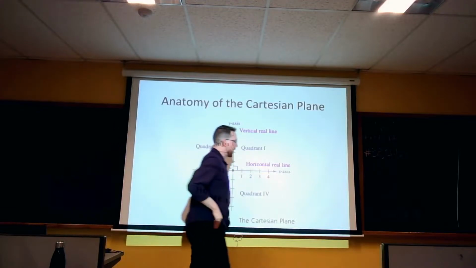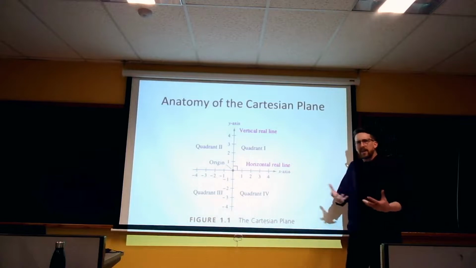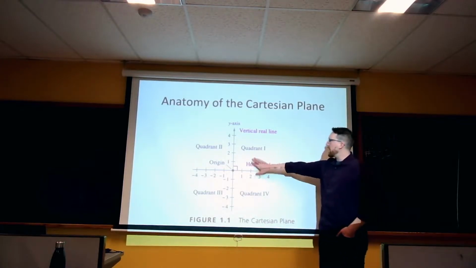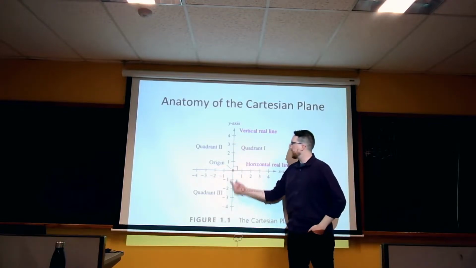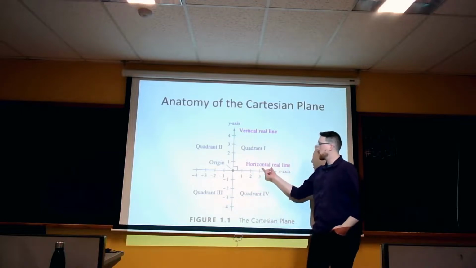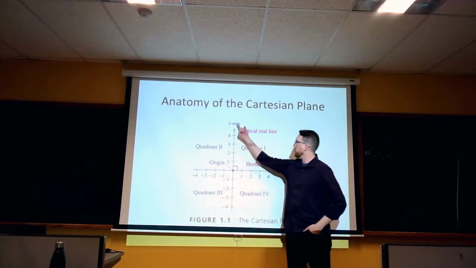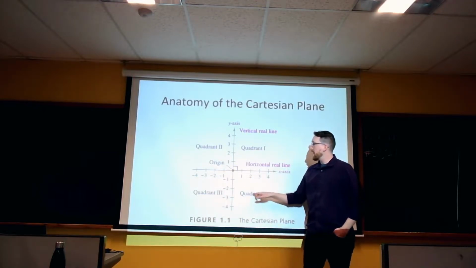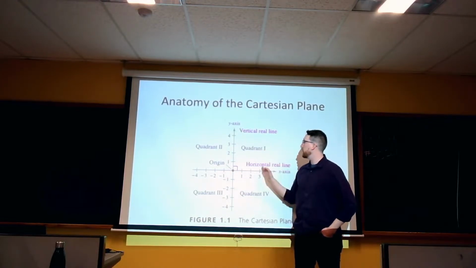So to start off with, section 1.1 is really just about graphs, right? The Cartesian graph. So to start off with, let's talk about the anatomy of a graph. A graph has two axes, a vertical real line and a horizontal real line. The horizontal real line is your x-axis, the vertical is your y. It's broken up into 4 different quadrants, and it has an origin point that sits at the intersection of these two axes.